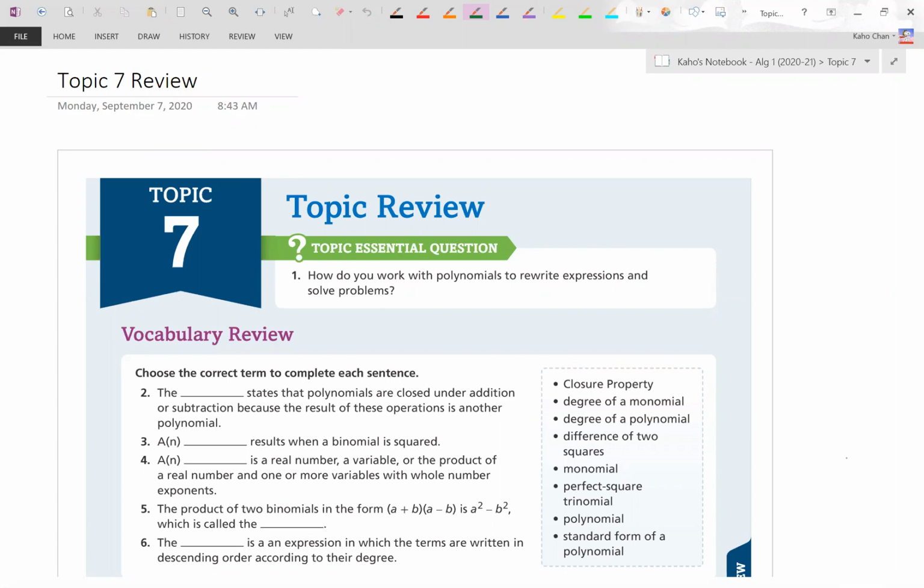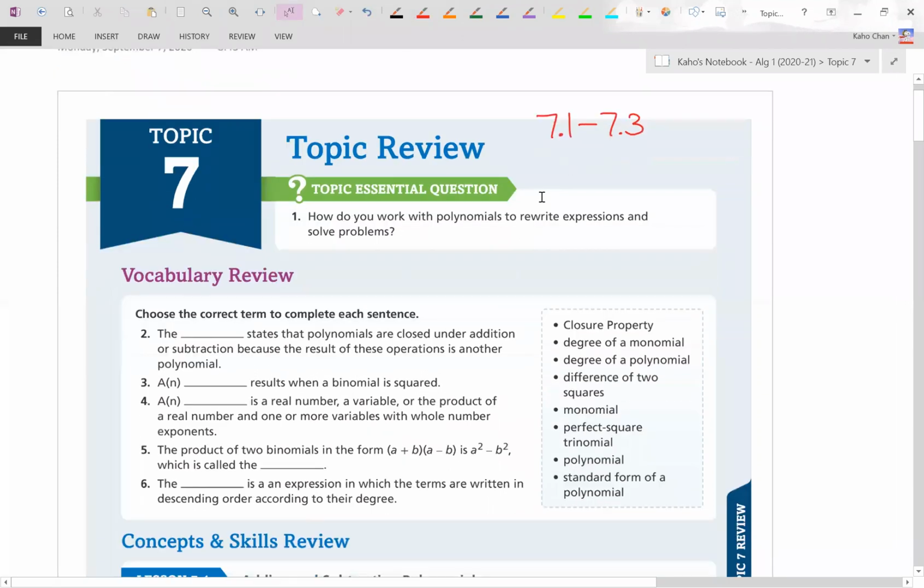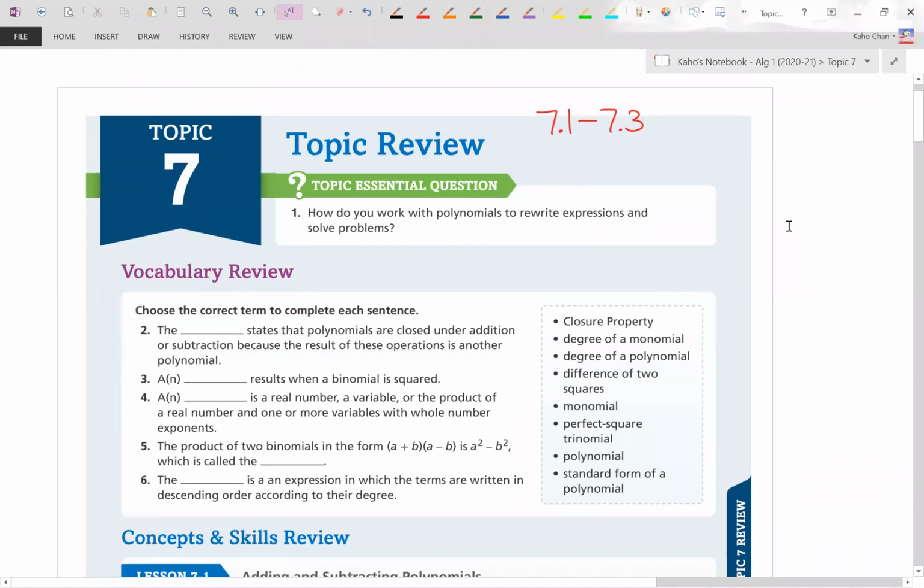We're about to do a topic 7.1 to 7.3 review. Please grab your review worksheets and turn to page 307. Let's get started here. We have some vocabulary to go over here.